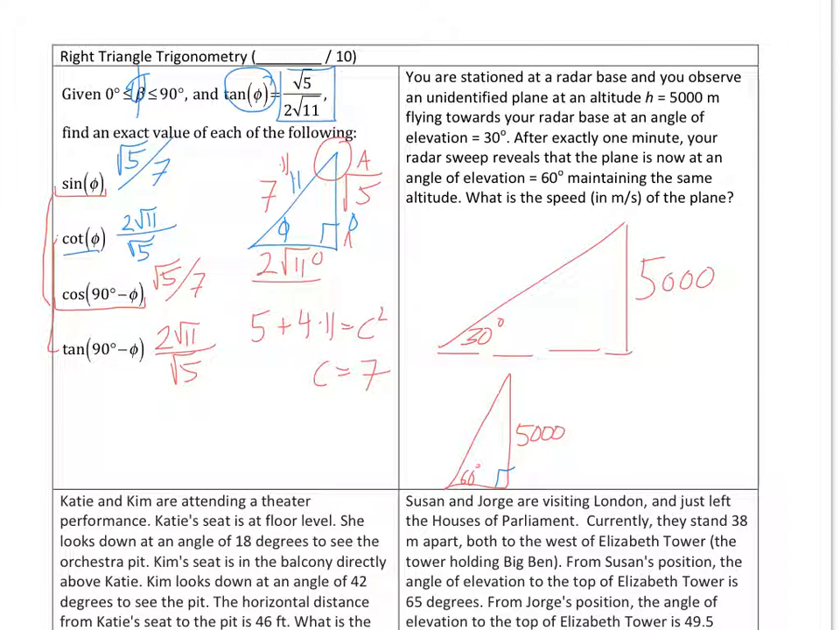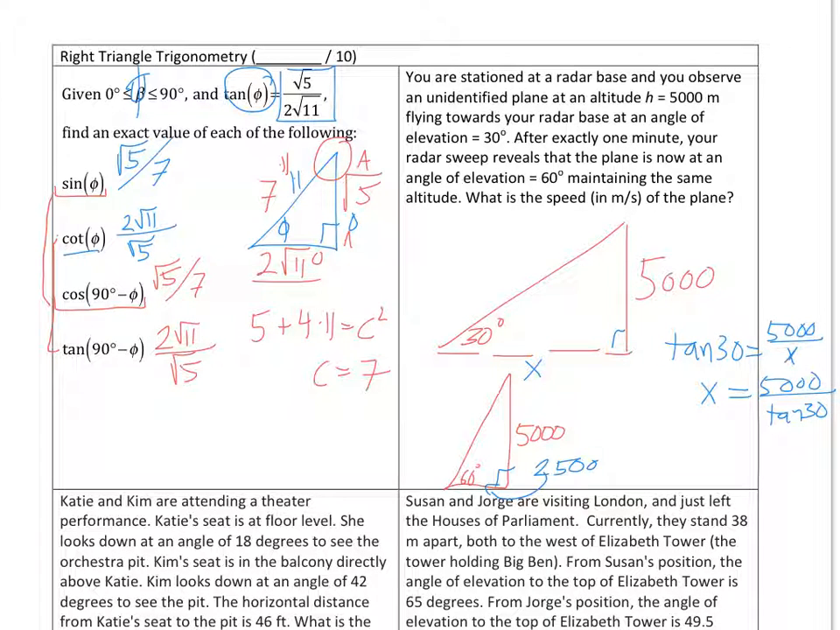I'm going to be super sneaky, and I'm going to say that this bottom one is going to have an x distance of 2,500 because I recognize this is a special right triangle. For the other one, I'm going to pretend I don't, and I'm going to find this by saying tangent of 30 is equal to 5,000 over x. That means I'm going to multiply by x and divide by tangent of 30. So x is equal to 5,000 over the tangent of 30.